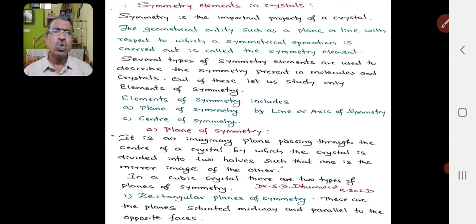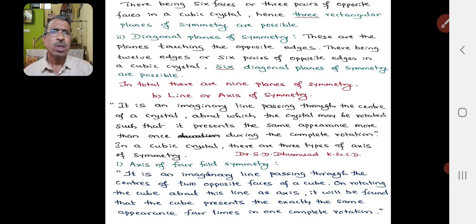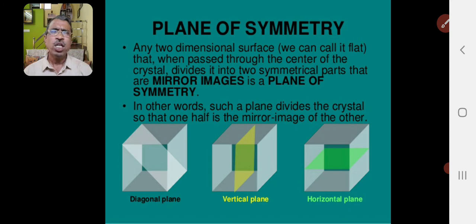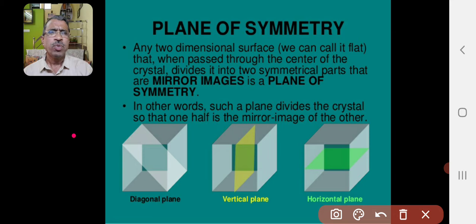So, imagine a cube. This cube contains 6 faces. Here I have shown the opposite faces. One face, second face. These are the 2 opposite faces, and this is the third pair of opposite faces. So a cube has 6 faces.